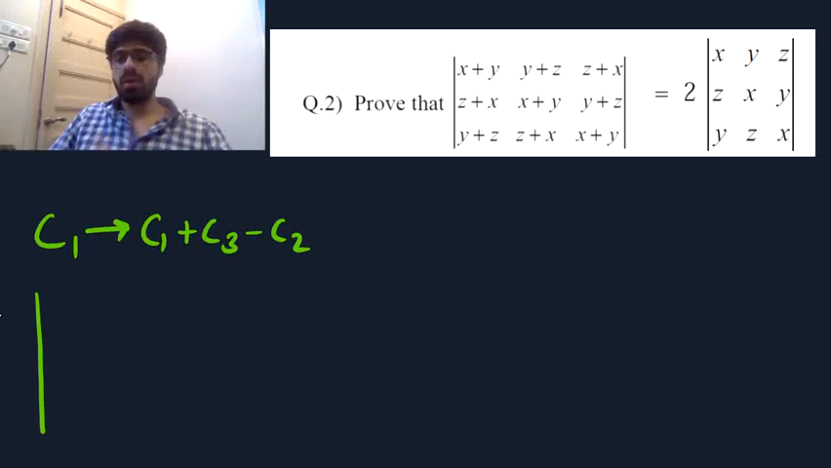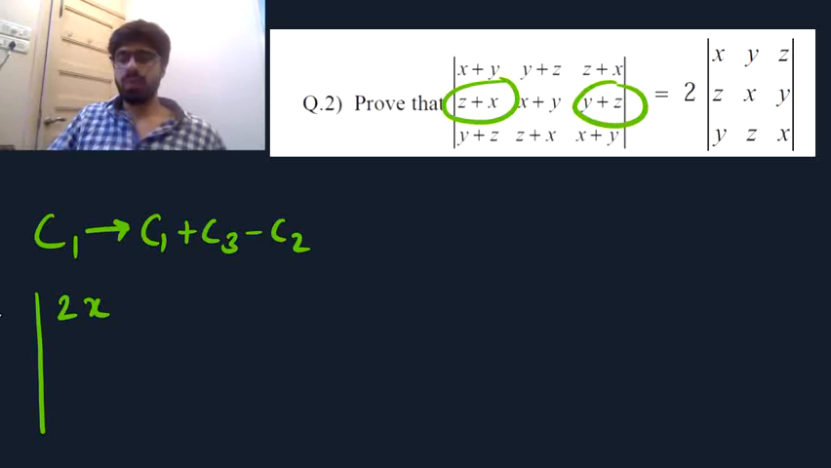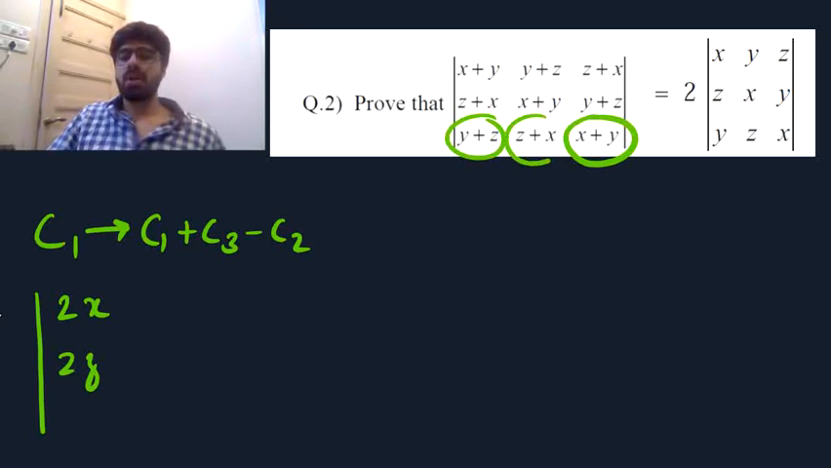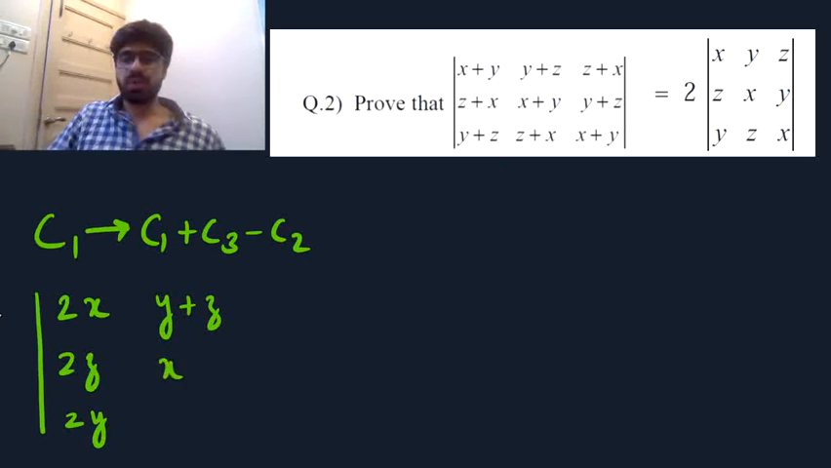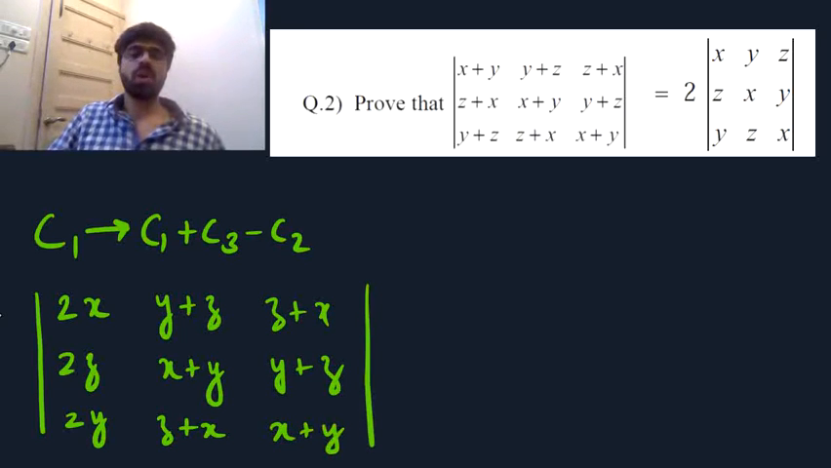So x plus y plus z plus x minus y plus z will make it 2x here. This plus this minus this will make it 2z here, and this plus this minus this will make it 2y as the term here. And then we have y plus z, then x plus y, then z plus x, then z plus x here, then y plus z, and then x plus y. Okay, so we can pull out a 2 common from the first column.